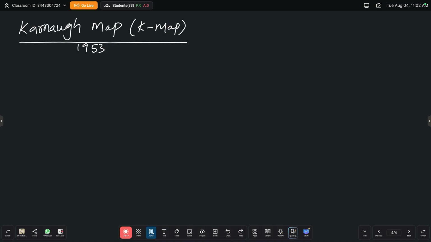Whenever you are going to design circuits, next we need to design circuits. For that circuit designing, this is one of the important steps it plays a role in. That is why please try to understand more. Use it to simplify Boolean algebra expressions faster.